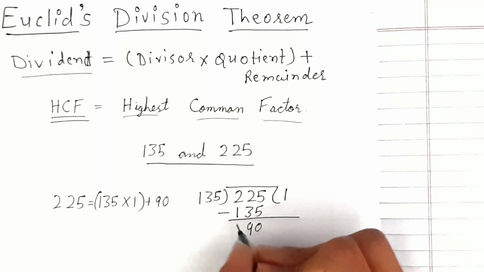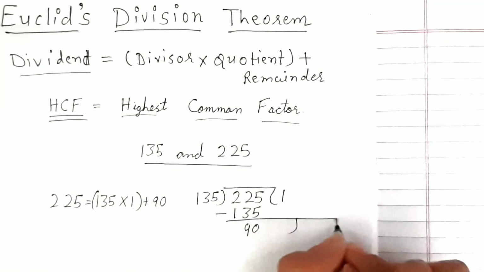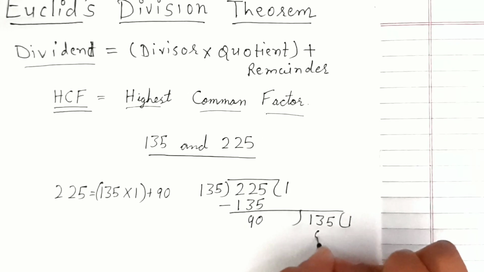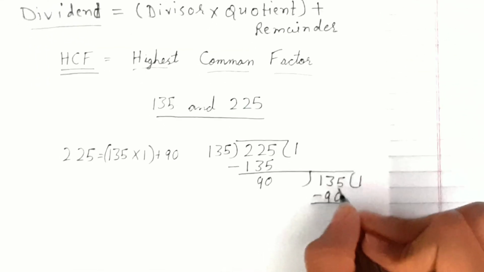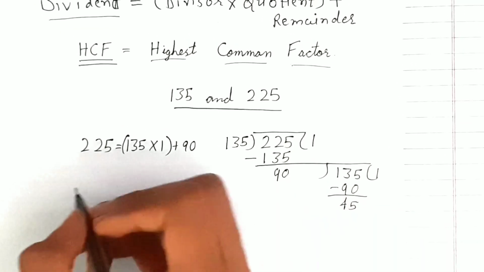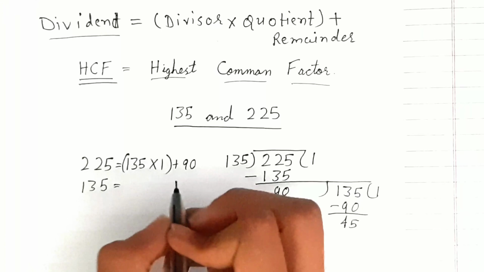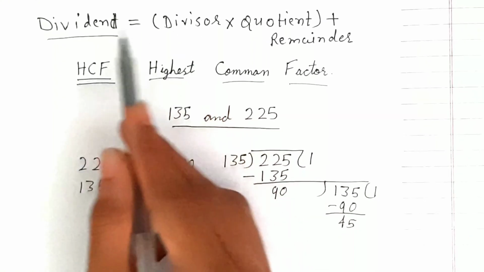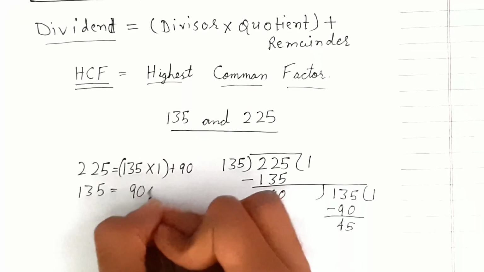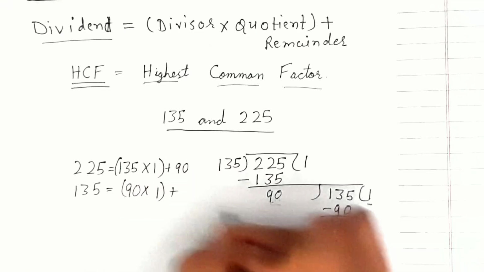Now we'll take 90 as the divisor and 135 as the dividend. So now we'll divide 135 by 90. We'll have to take 1, we'll subtract 90 from 135, we'll get 45. Now we'll do the same, we'll write it for 135 also. That means 135 equals, now we have the divisor as 90 over here. Dividend is 135, divisor is 90. So we'll write 90 into 1 again, because 1 is the quotient, and we'll add 45 to it because 45 is our remainder.